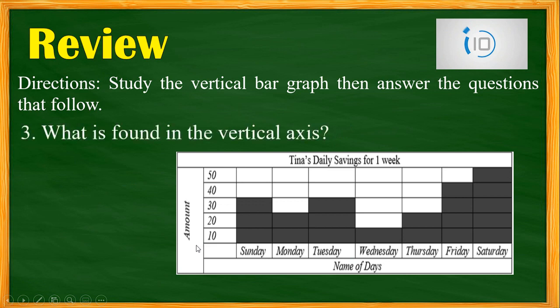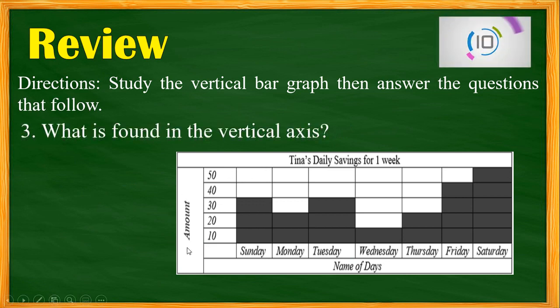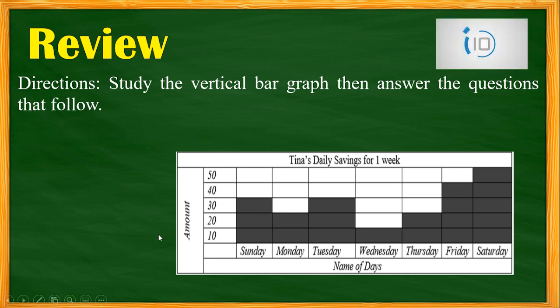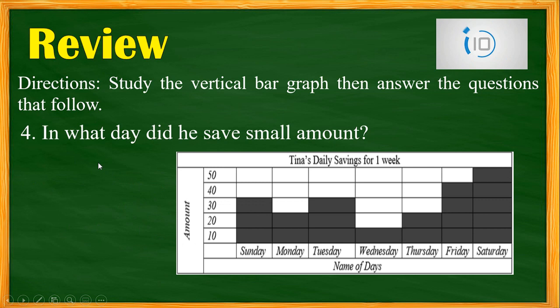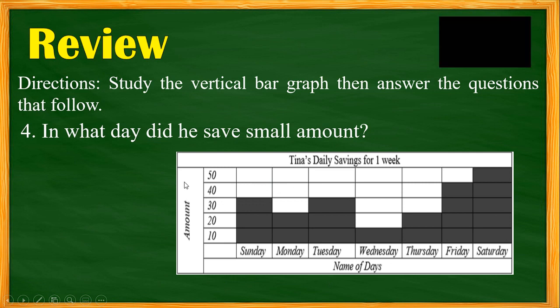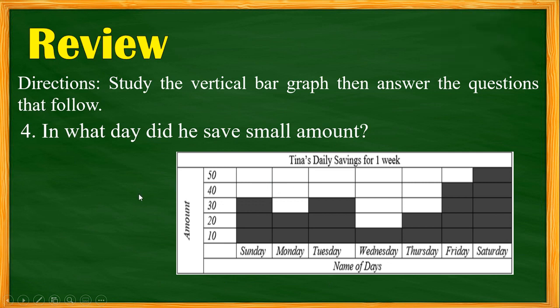Now, what is found in the vertical axis? This would be the amount. So this should be the amount, not the number of days. And then for number 4, in what day did he save the smallest amount? You have 10 seconds. Observe the bar graph. What day did he save the smallest amount? The answer is Wednesday. He saved 10 pesos.